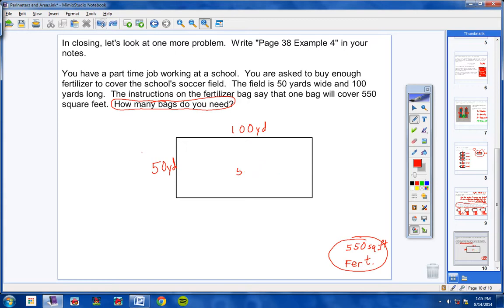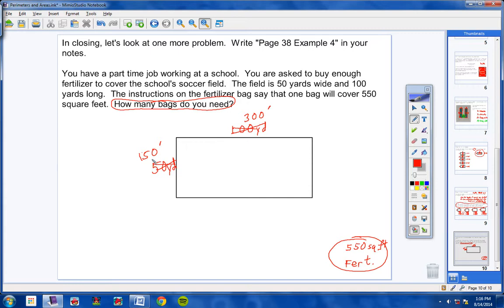So what I'm going to have to do is change this 50 yards over to, now think about this, it's pretty easy, 150 feet. Students, you know by now that 1 yard is 3 feet. So if you have 50 yards, 50 times 3 is 150. And if 1 yard equals 3 feet and you have 100 yards, then 100 times 3 would be 300 feet. So now I've totally changed the units of measurement for my soccer field. Now I'm saying the soccer field is 150 feet by 300 feet.